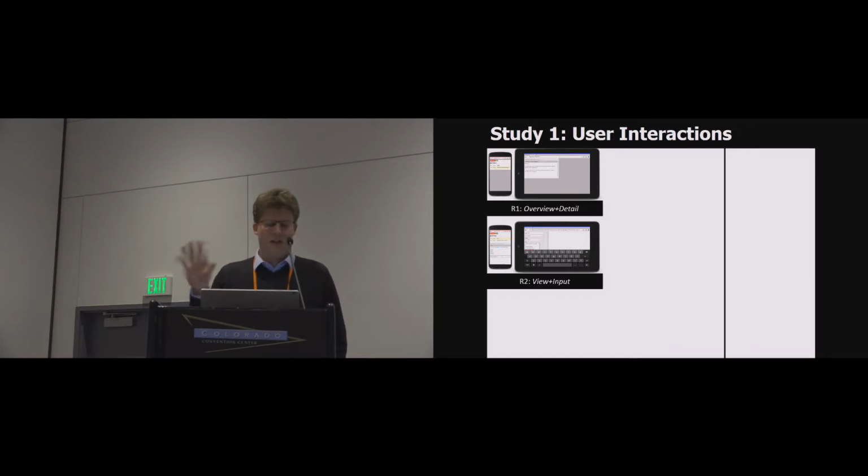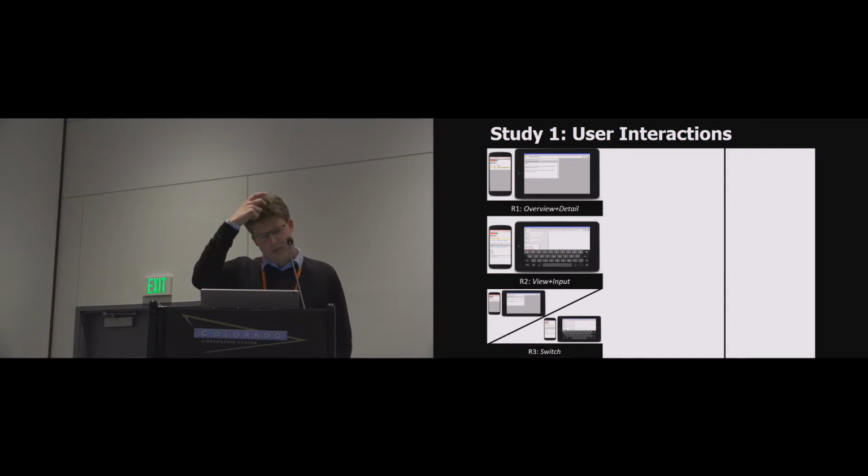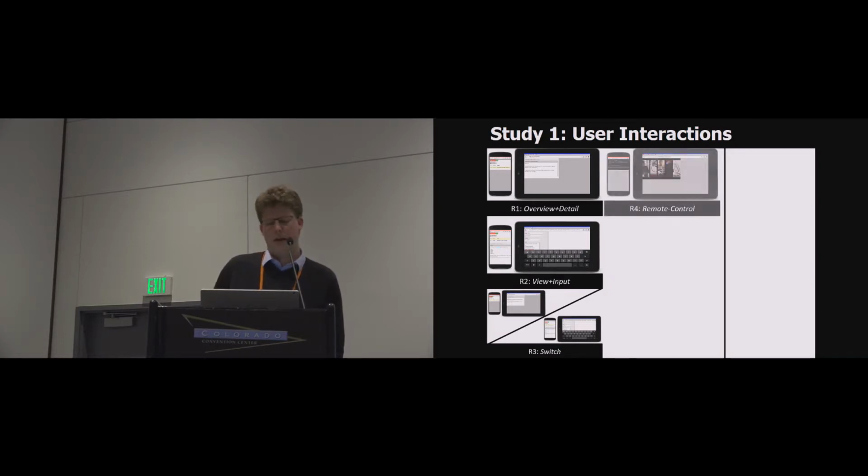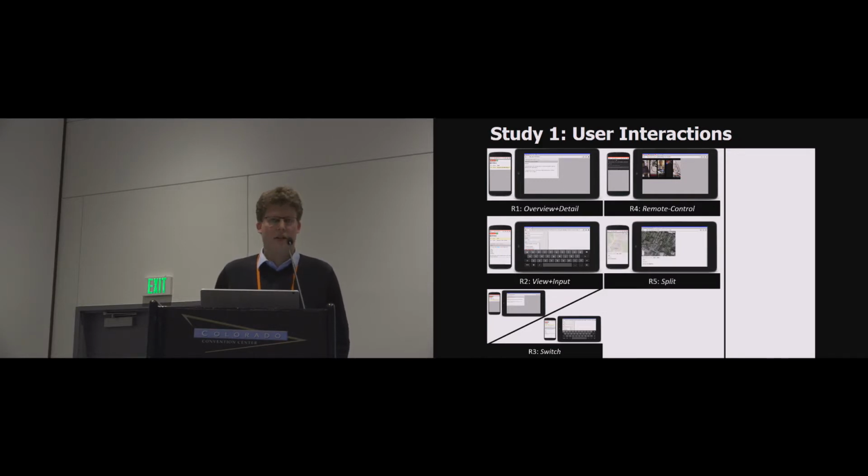We looked at different types of cross-device patterns, basically all of them that I described earlier in my 2016 CHI paper. Overview and detail and view and input are two of the examples. An interesting aspect of my earlier work was that people wanted to very quickly switch between patterns, so we also asked what the interaction would be for that. Remote control is another example of a pattern. And split is one that is an asynchronous use of these interfaces.